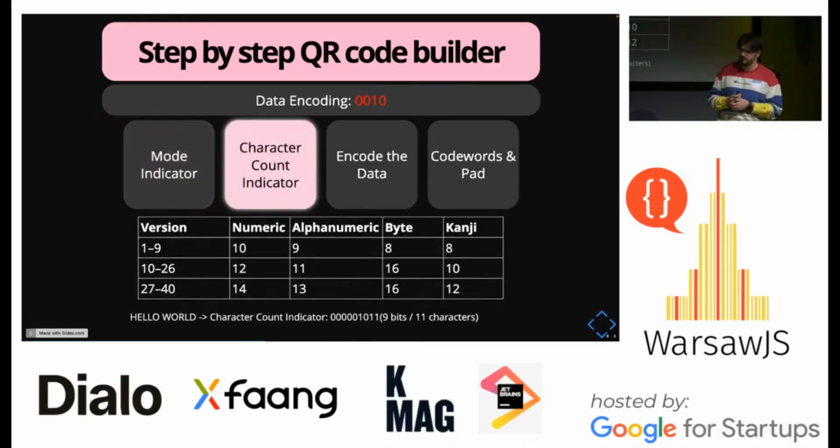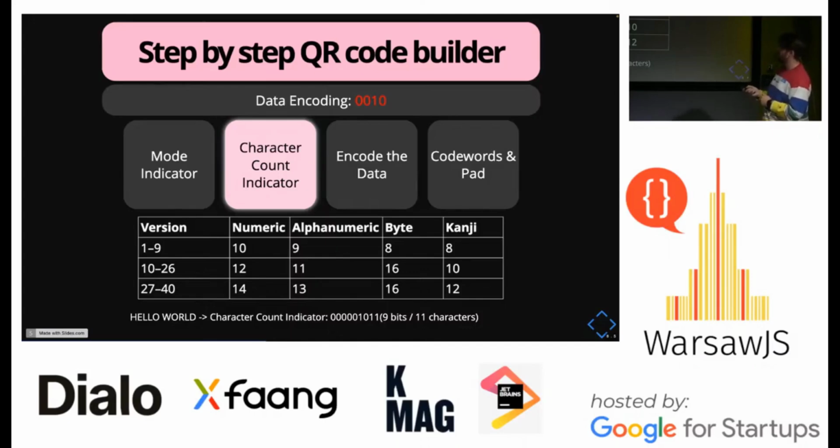Then we provide the character count indicator. It's the most complex one, because it depends on the version of the QR code. Here I prepared an example of Hello World. In Hello World, for example, we choose version 1. And we have alphanumeric here. I don't know why, but let's say alphanumeric because there are words.